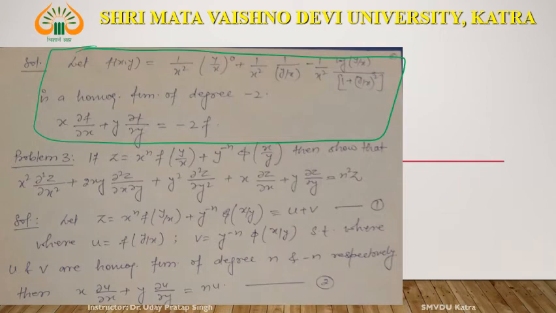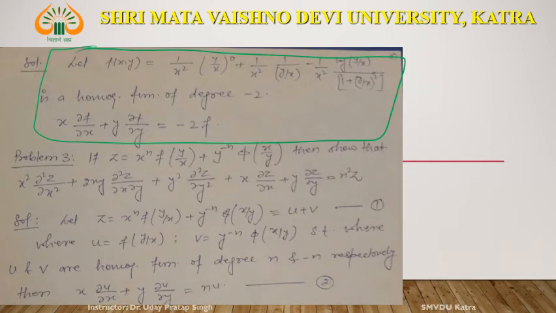Consider another example. If z is equal to x to the power n function of y by x plus y to the power minus n another function of x by y, then what we have to show is that x2 del 2z del x2. Note that del 2 means whatever we are saying, that del 2 means dou 2 by dou z, right?